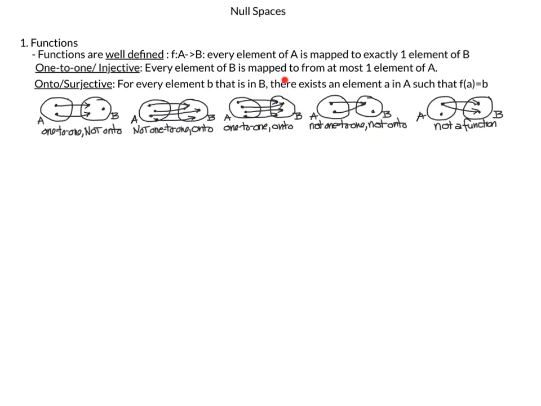And this is one-to-one and onto. Here, this function is not onto because I have this element in B that has nothing mapped to it, and I need something in A to map to it. Here, this isn't even a function at all, but it does map onto B.